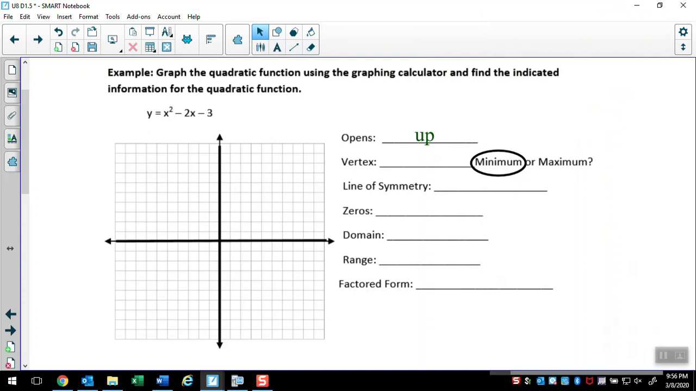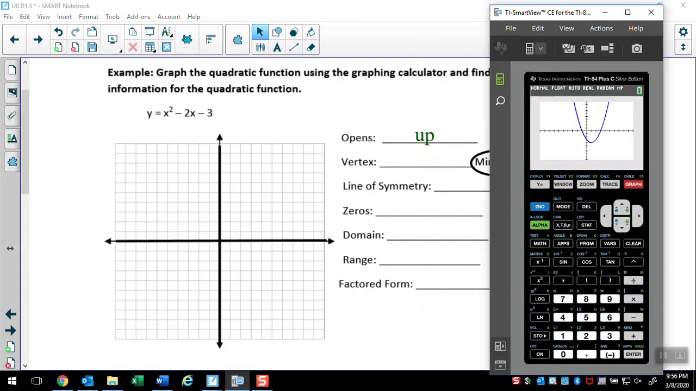And we're going to use that information to help us out here. So when I come in here, I'm going to calculate, it's in blue, the vertex. Now you might be able to pick it out from here, but it's not always exact, so we want to make sure that we get it exactly right. So I'm going to do second trace to calculate, and we already decided that it was the minimum. That's number 3. So I'm going to hit 3.